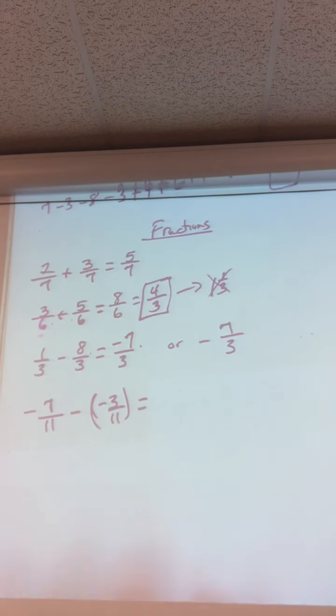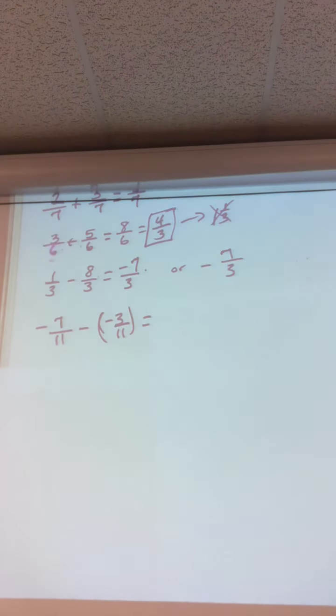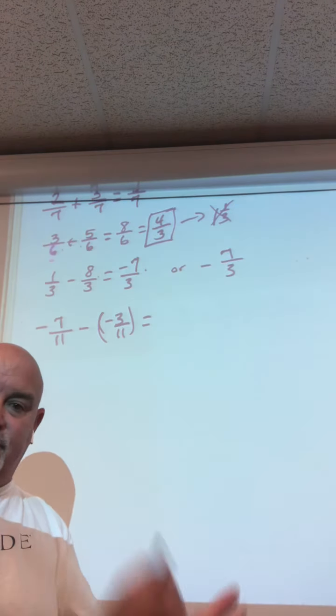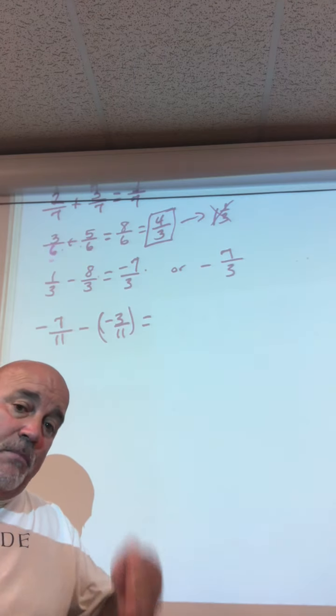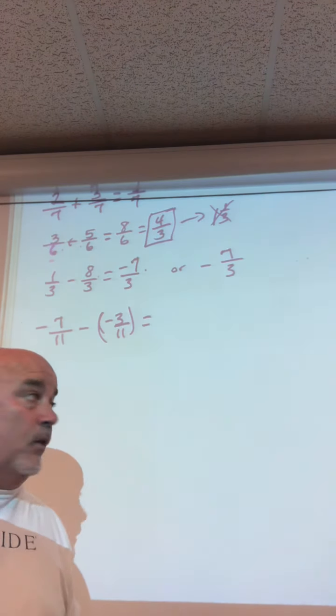Now, let's look at this one. Negative 7 over 11 minus a negative 3 over 11. One of the things that you will learn about mathematics is how everything we do today affects tomorrow. That's what makes this course different. It's why it's important that you master each concept as we go.